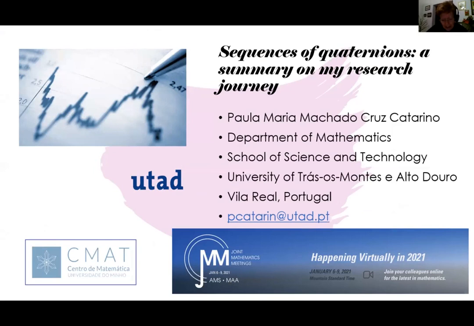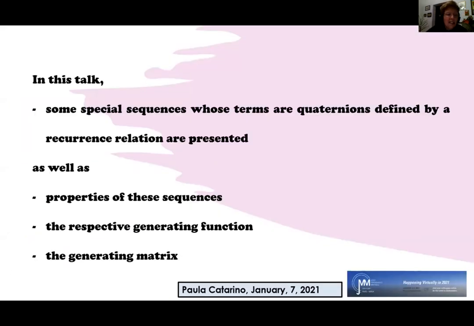I propose to present a summary about my publications related to sequences whose elements are quaternions, differing from each other by the constitution of their terms. In this talk, I will present some special sequences whose terms are quaternions, defined by a recurrence relation, as well as some properties of these sequences, the respective generating function, and also the generating matrix.